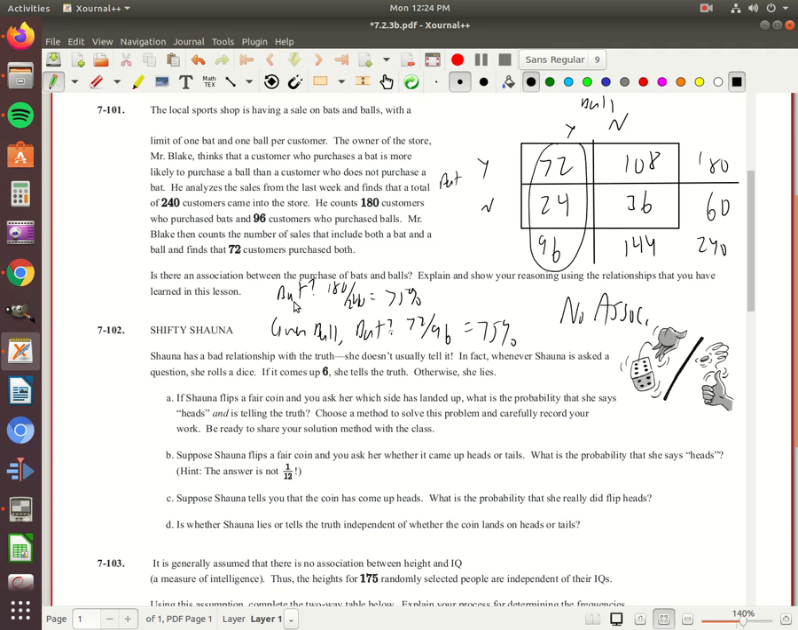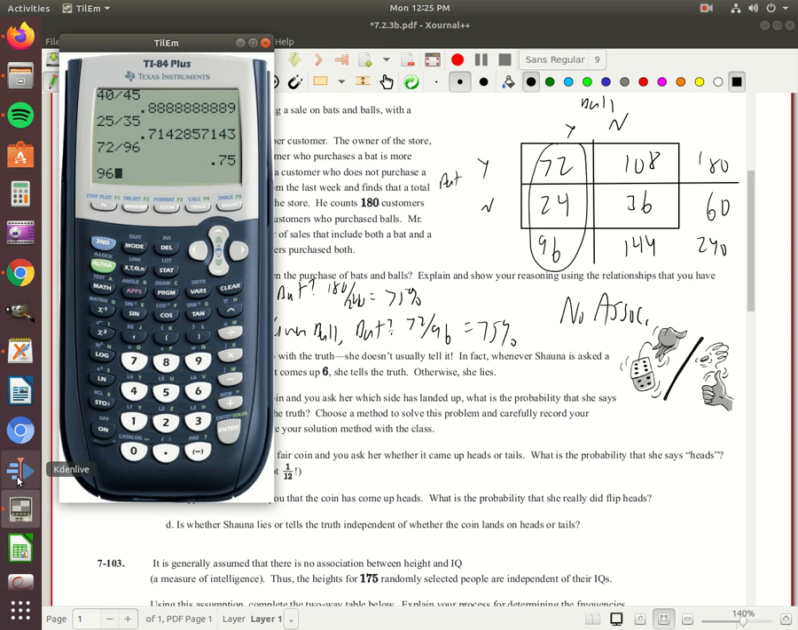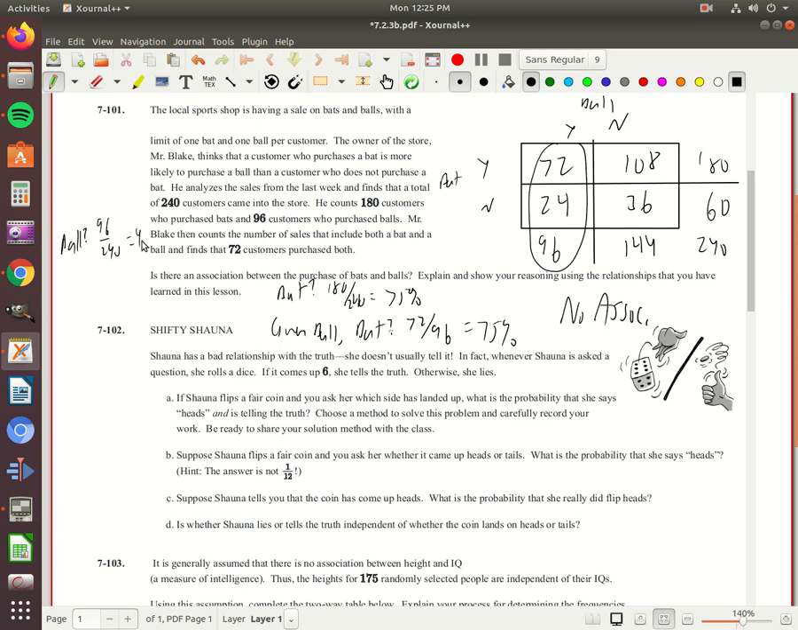By the way, if I had asked the opposite, if I had said, hey, what are the odds you bought a ball, and asked everybody, did you buy a ball? It's 96 out of 240. So we'll go ahead and say 96 divided by 240. We get 40%. And then I would have followed that up by saying, hey, given that you bought a bat, did you buy a ball? Right? So given that you bought a bat, did you buy a ball? And we would get 72 out of 180.